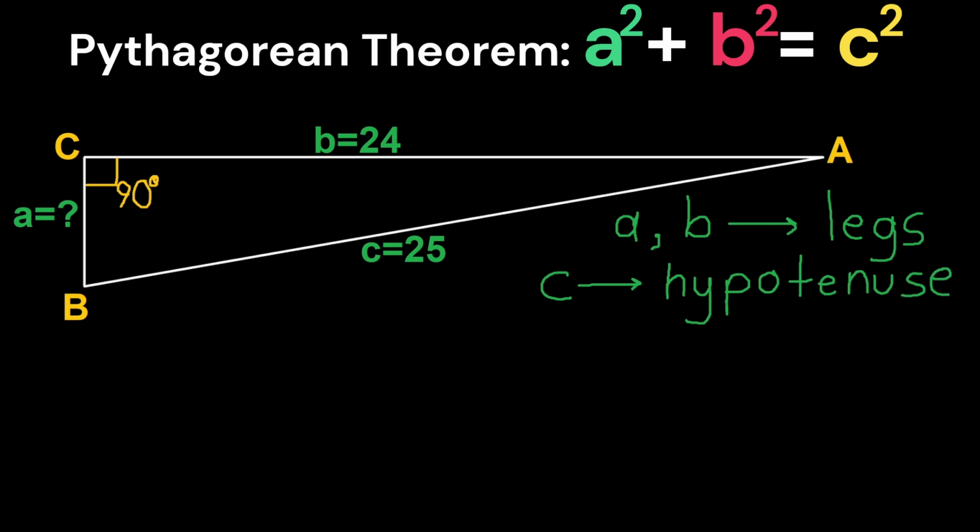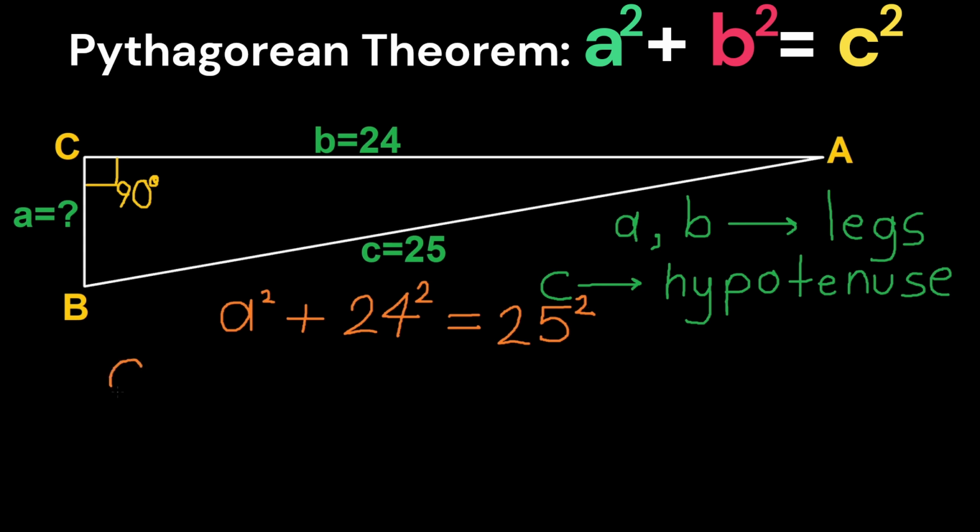Now that we have learned this, we can go on to solve the question. We do not know what a is, and we're trying to find a. So let's write a squared. We know what b is, it's 24. So instead of b squared, let's write 24 squared. And instead of c, we write 25 squared.